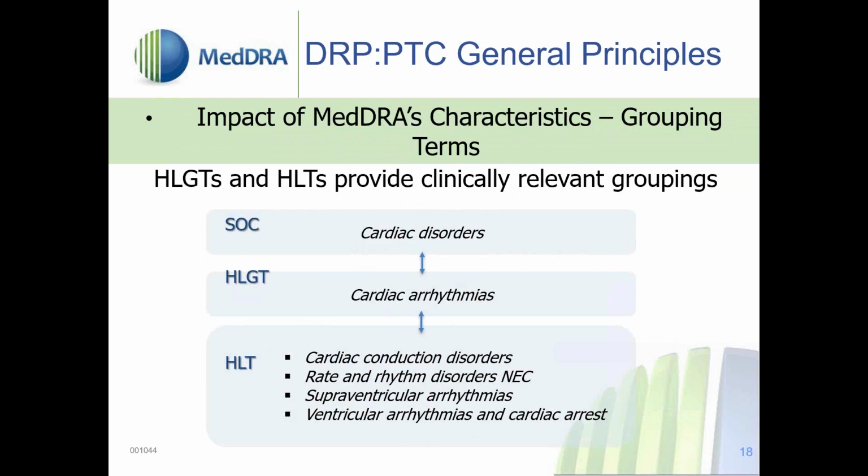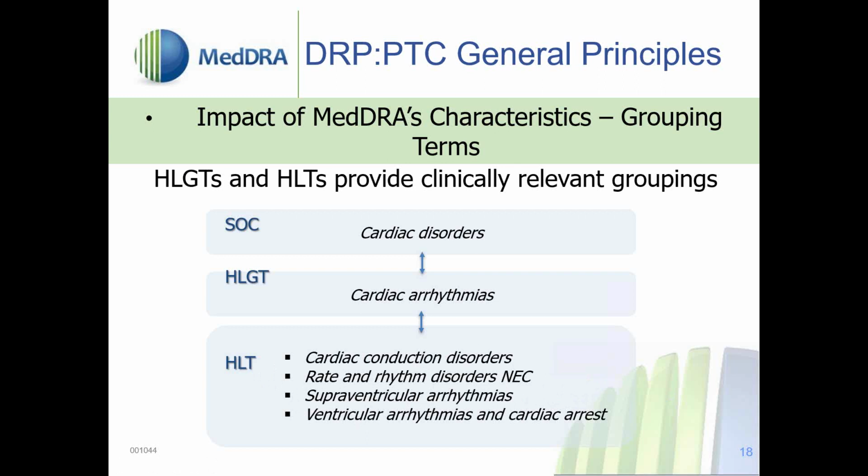And here we have the example in SOC cardiac disorders. We are looking at the HLGT cardiac arrhythmias and the HLTs underneath, where you would find most of the relevant PTs representing cardiac arrhythmias. So the HLT cardiac conduction disorders, the HLT rate and rhythm disorders, NEC, not elsewhere classified, the HLT supraventricular arrhythmias, and the HLT ventricular arrhythmias in cardiac arrest. These NEC groupings, you should always look into those. So these group terms that do not fit into any of the other HLTs, but still there may be PTs in there that are relevant for your specific question.